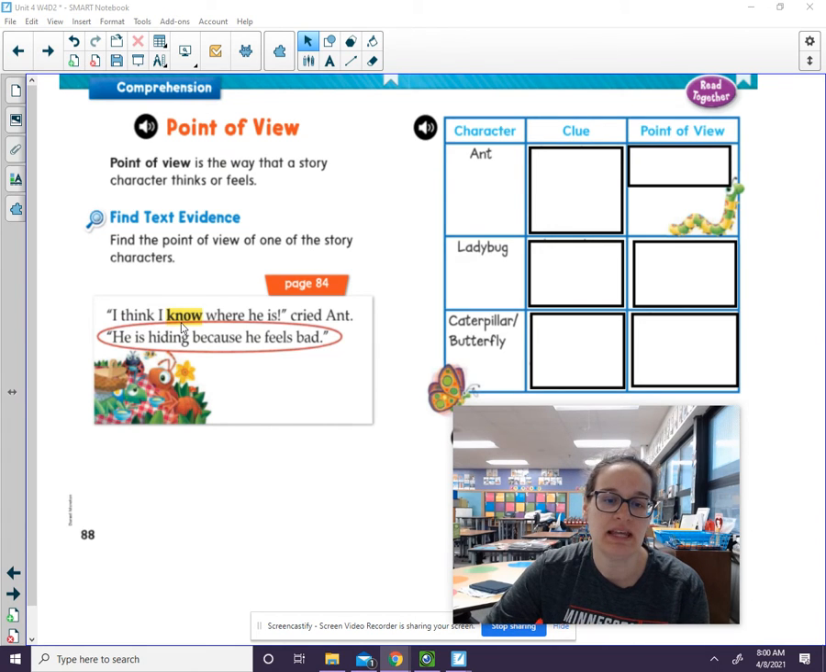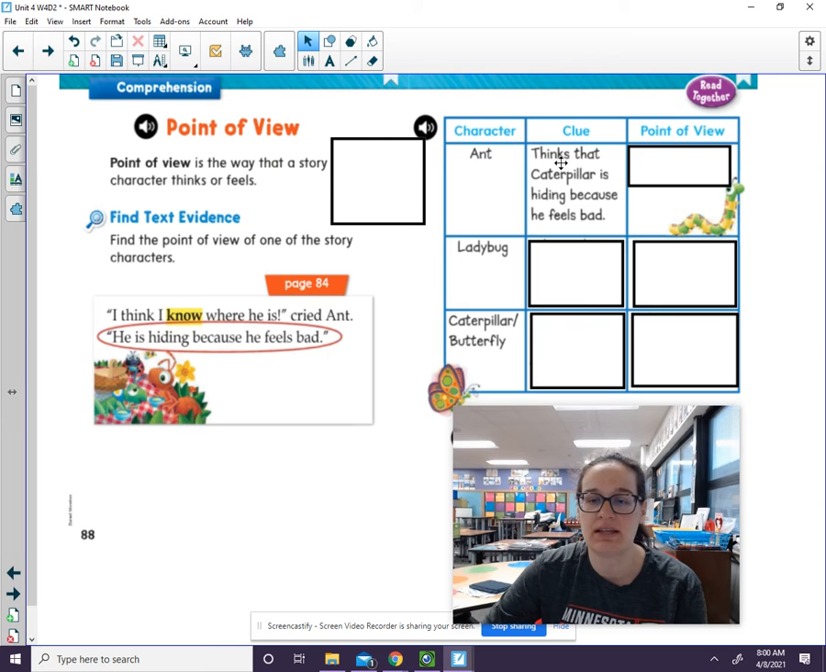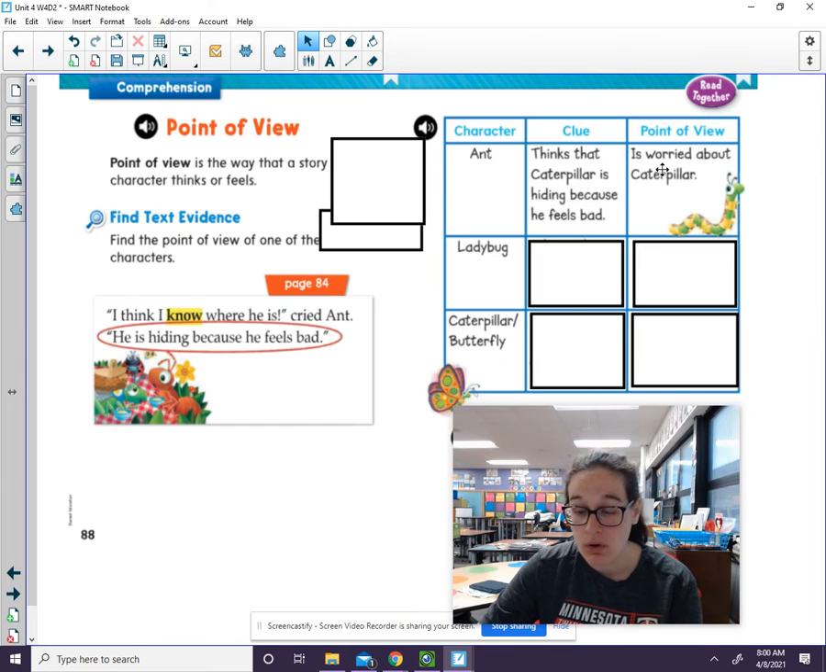So here it says, "I think I know where he is," cried Ant. "He is hiding because he feels bad." So our clue here is Ant thinks that Caterpillar is hiding because he feels bad. And you can tell then that Ant is worried about Caterpillar. So we can use the clue, he is hiding because he feels bad. And we know that Ant feels worried for Caterpillar. He wants to know where he is.